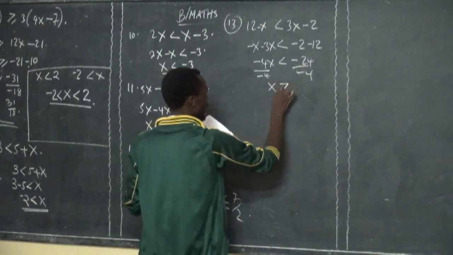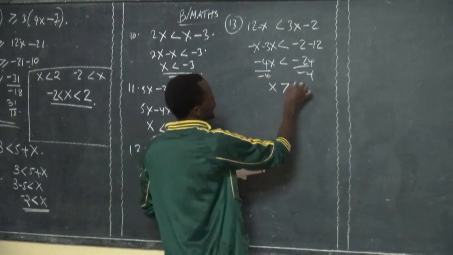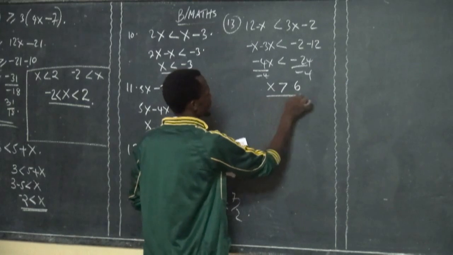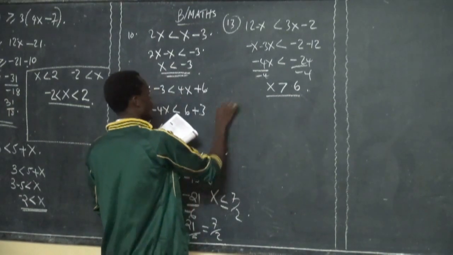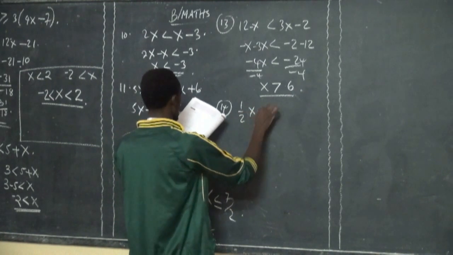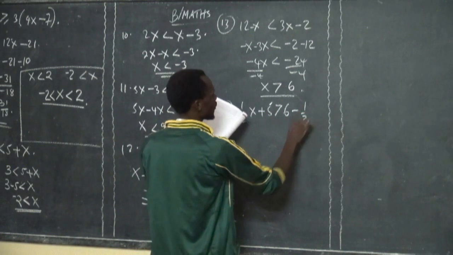We divide by negative 4, we divide by negative 4. Now x is greater than, because we have divided by negative, now the sign changes. Now it is negative divided by negative, which is what? 6. Now that is what? 14, it was 1 over 2x. Positive what? 5 is less than 6 minus 1 over 3x.